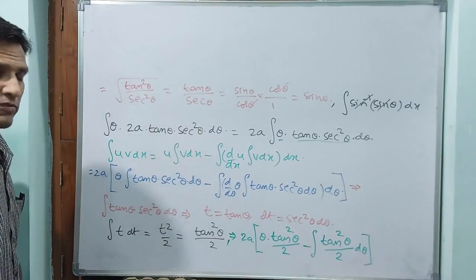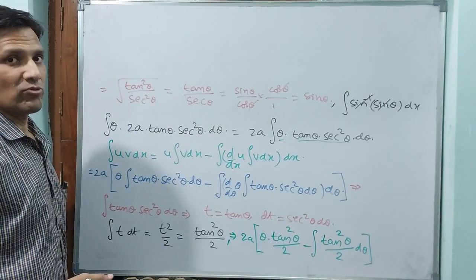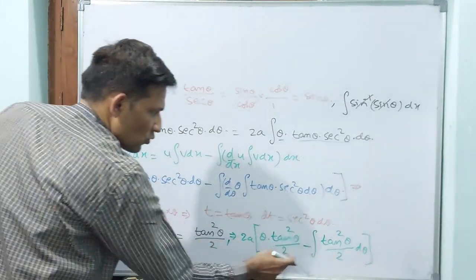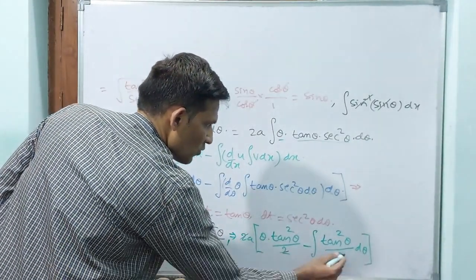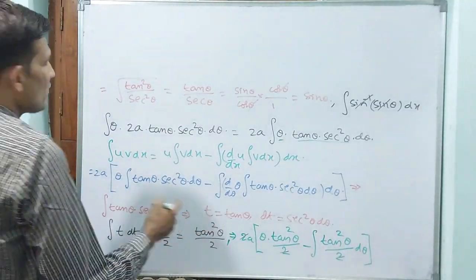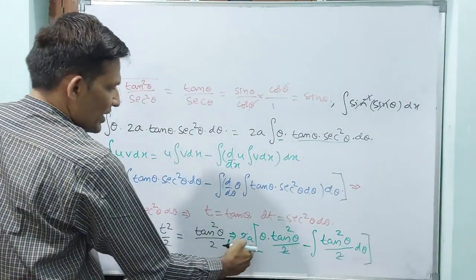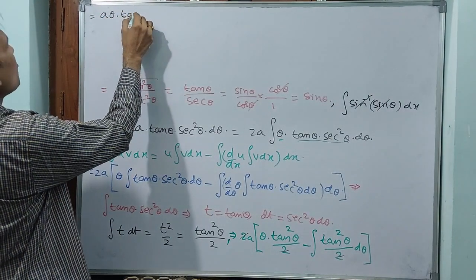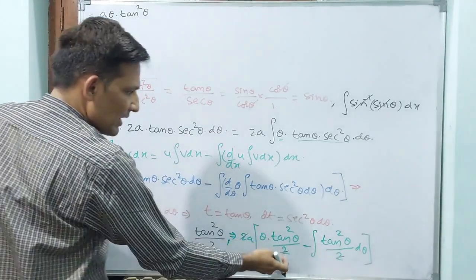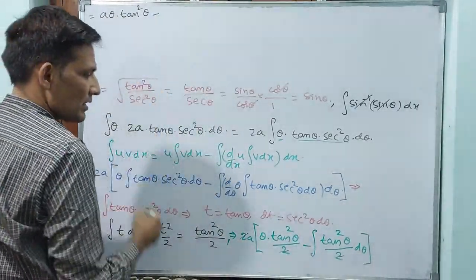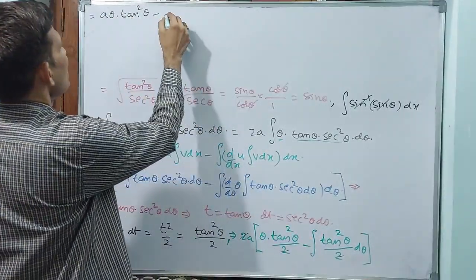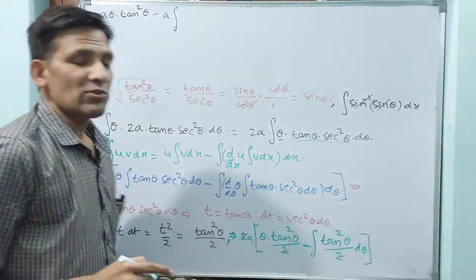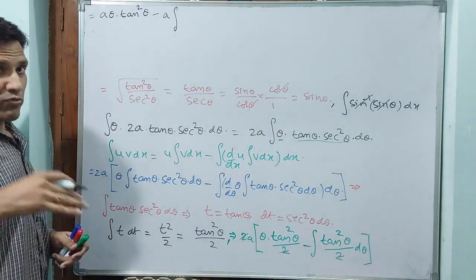Tan square theta, we can do what? Tan square theta we can convert into secant square theta minus 1. Right, now shall I send 2a inside? Why? Because 2 is going to get cancelled out. Only a will be there. If you send a inside, what will happen here? A theta into tan square theta, minus. This a will go here also: a integral tan square theta d theta. How can we convert? Secant square theta minus 1.